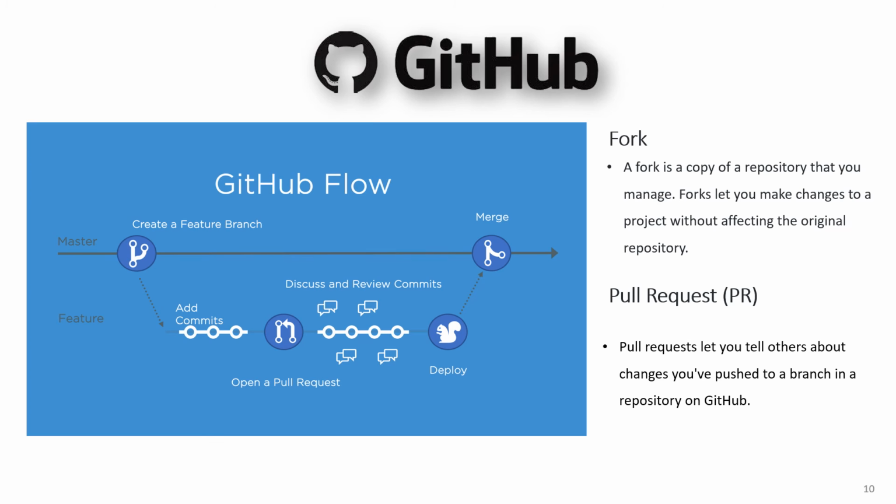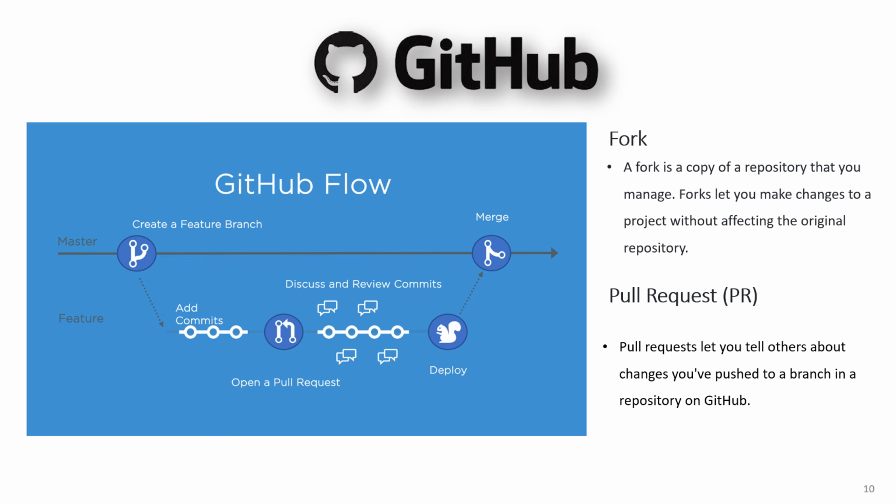When using GitHub, we also need to introduce two new concepts, forking and pull requests. A fork is a copy of a repository that you manage. Forks let you make changes to a project without affecting the original repository. You can fetch updates from or submit changes to the original repository with pull requests. Pull requests let you tell others about changes you've pushed to a branch in a repository on GitHub. Once a pull request is opened, you can discuss and review the potential changes with collaborators and add follow-up commits before changes are merged to the base branch.